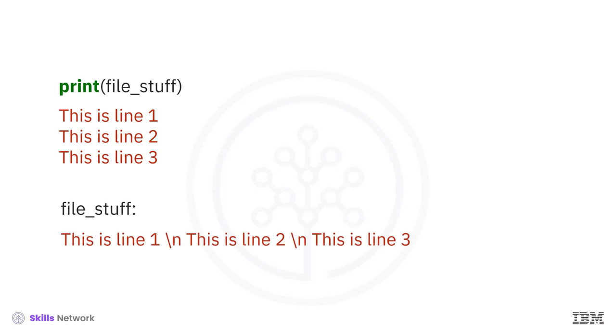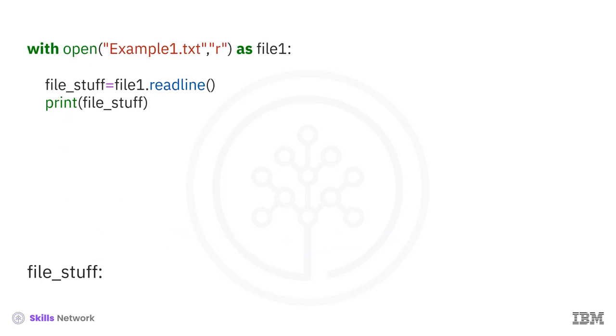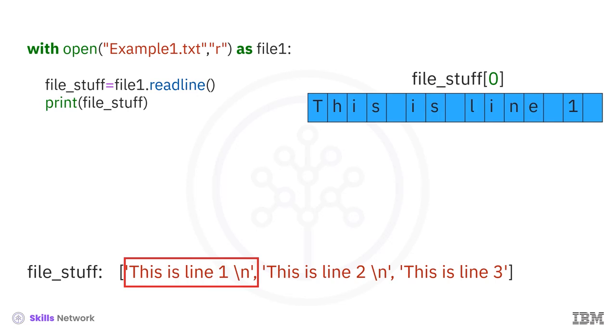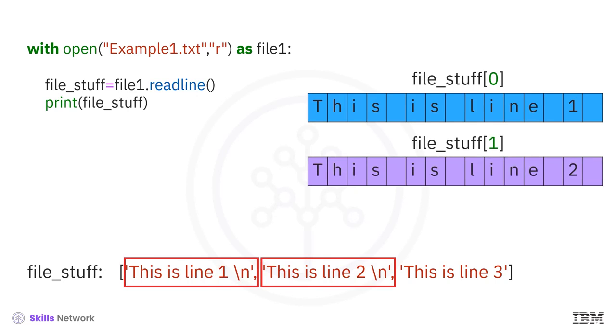When we examine the raw string, we will see the \n. This is so Python knows to start a new line. We can output every line as an element in a list using the method readlines. The first line corresponds to the first element in the list. The second line corresponds to the second element in the list, and so on.